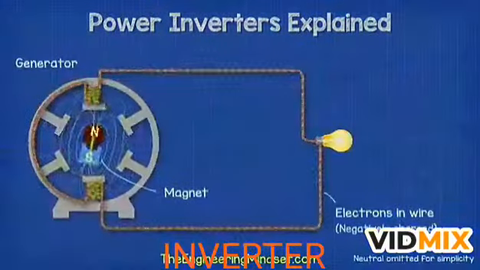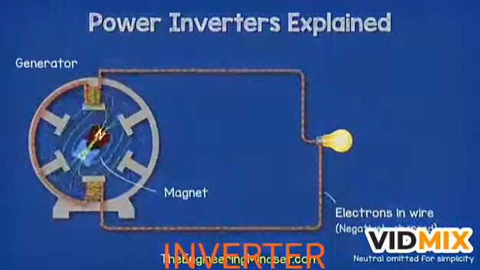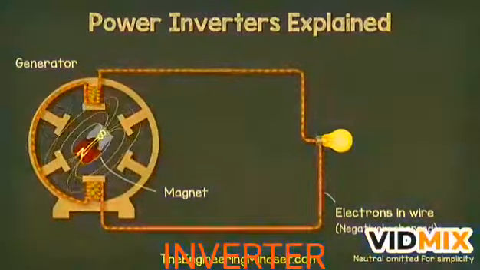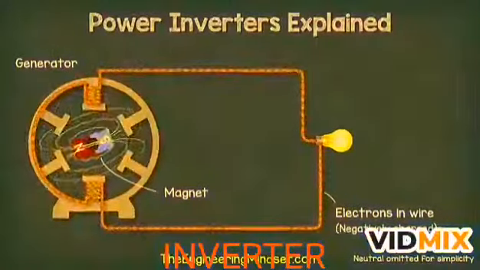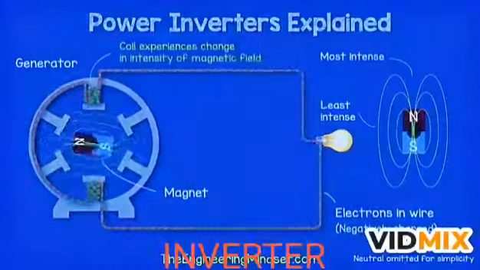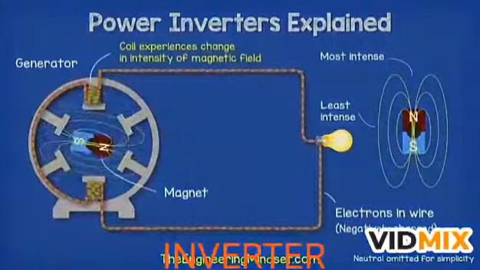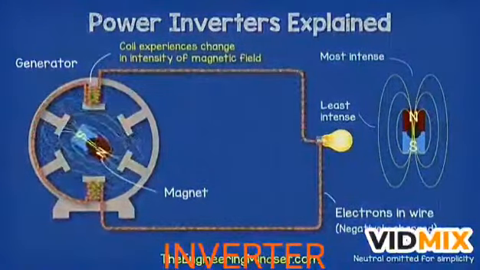So as the magnets rotate past the coils, the positive and the negative half are going to therefore push and pull the electrons within the copper coils and also through the connected copper wires. The magnetic field of the magnet varies in intensity. So as the magnet rotates past, the coil will experience a change in intensity of the magnetic field.